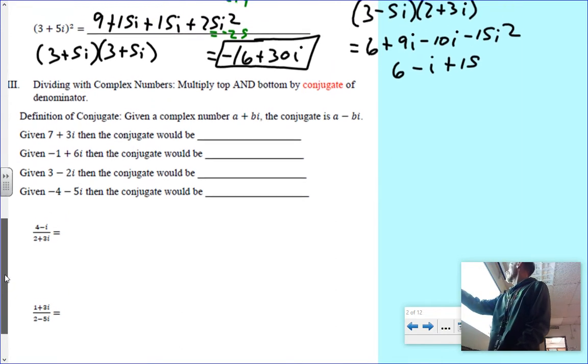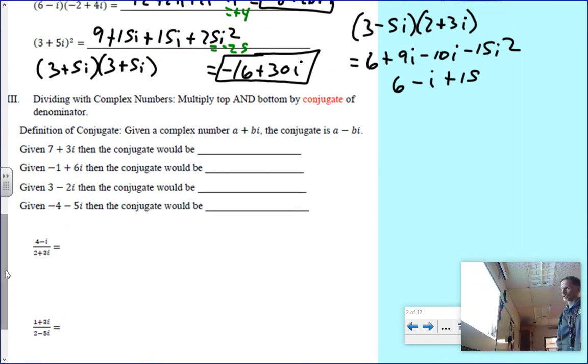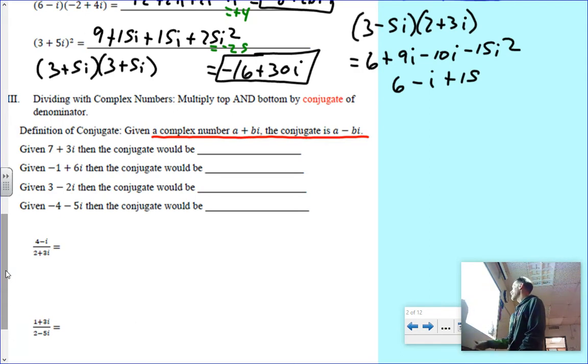Okay? Last operation, division. Good news. There's no such thing as division. It's just multiplication. So this is going to turn into a multiplying problem, but we have to multiply by this thing called the conjugate. Now, the definition of a conjugate is right here. Given any complex number, a plus bi, the conjugate is just a minus bi. All that means, don't overthink that, is we're changing the sign of the imaginary part. So if you have 7 plus 3i, the conjugate would be 7 minus 3i. That's all there is to it.